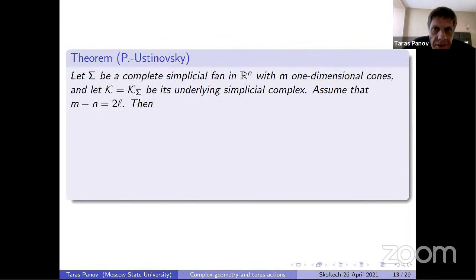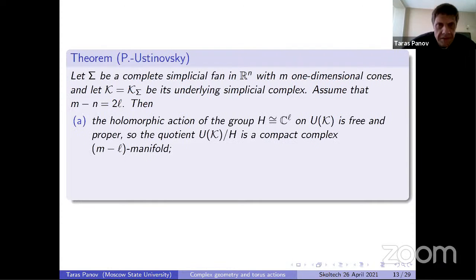Okay, so now we have this result in the complex analytic setting with my former student Yuri Ustinovsky. That's just the same as the previous one in a holomorphic setting. So you have a complete simplicial fan with m one-dimensional cones. And now you need to assume that m minus n is an even number. Then you have this holomorphic action of this closed subgroup in the C star torus, and it's free and proper, and therefore the quotient is a complex manifold of this dimension. The real dimension is m plus n. The complex dimension is m minus l.